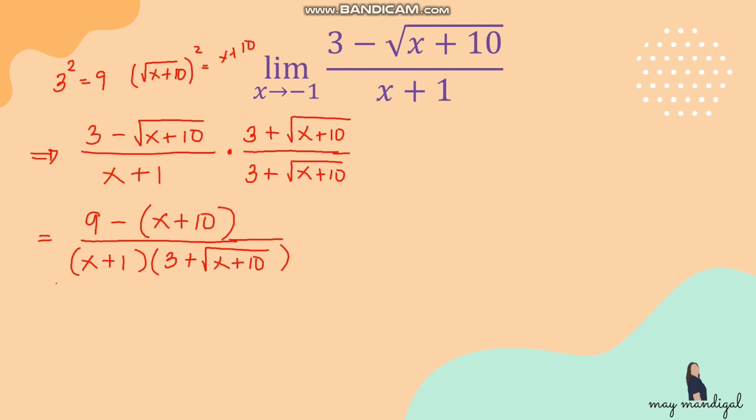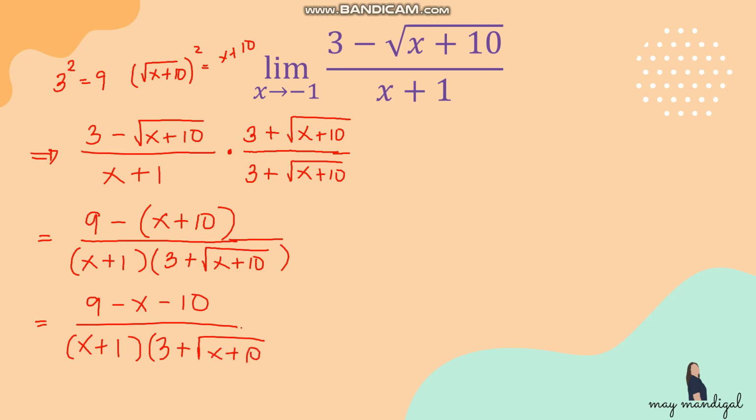Then we can simplify the numerator. So 9 minus x plus 10, we can distribute the negative. So 9 minus x minus 10 all over x plus 1 times 3 plus square root of x plus 10. Let's simplify first the numerator. This will become 9 minus x minus 10. You can subtract 9 and 10, so that will be negative x minus 1 all over x plus 1 times 3 plus square root of x plus 10.